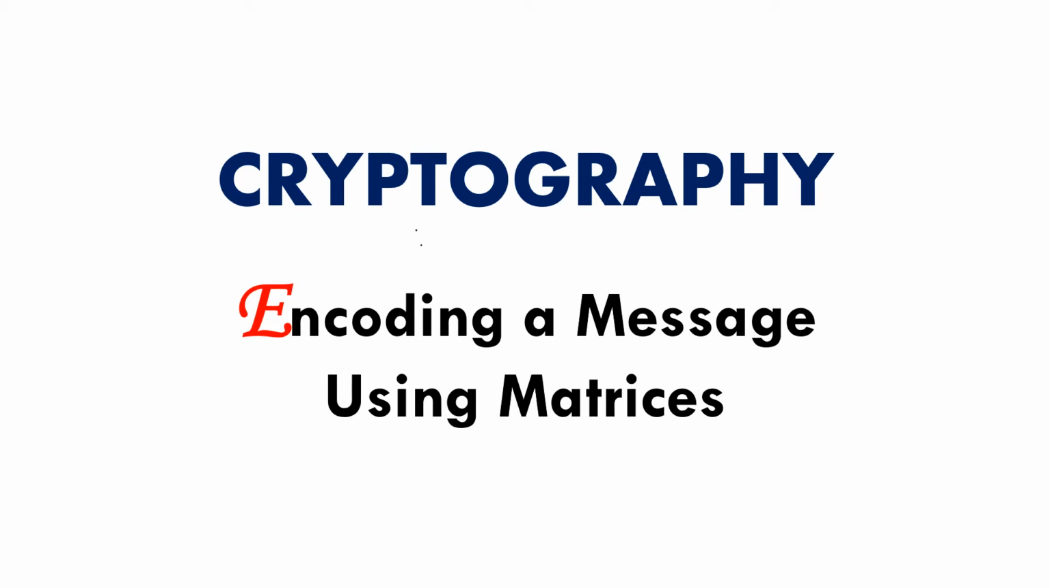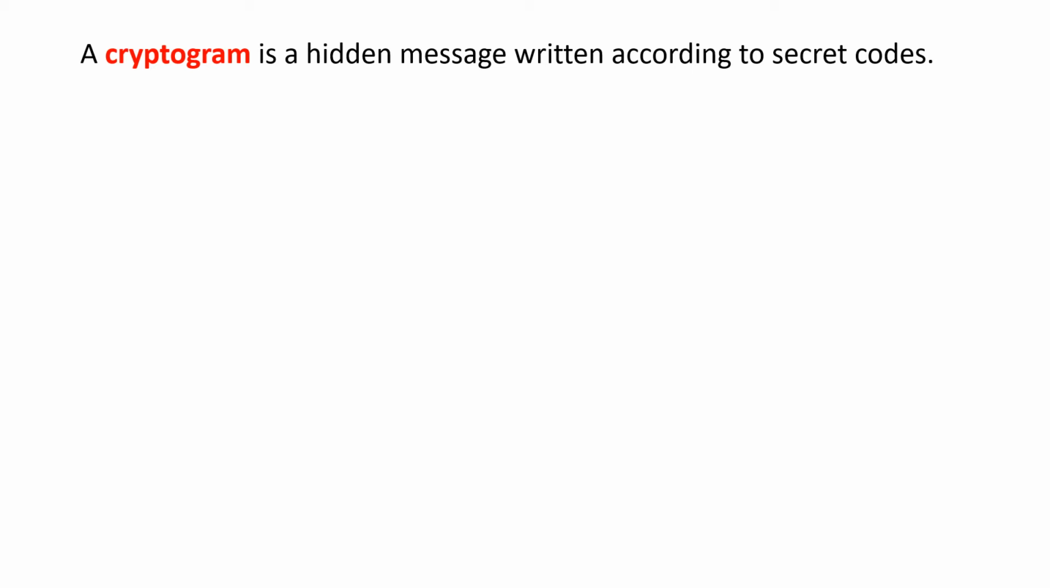In the first part of this presentation, we already had the introduction of matrix application and cryptography. Now, let's have another example of encoding a message using matrices. Let us again define the term cryptogram. Cryptogram is a hidden message written according to secret codes. This is derived from the term cryptos, which means hidden.